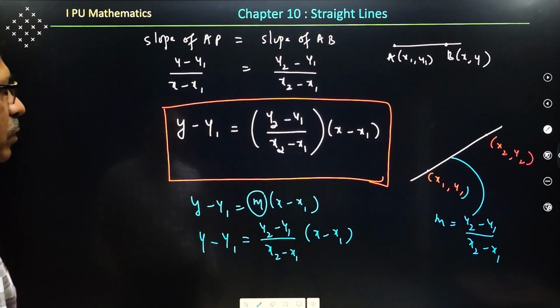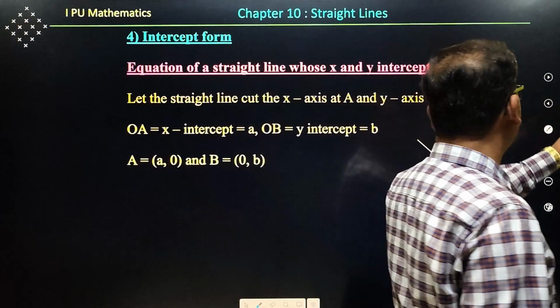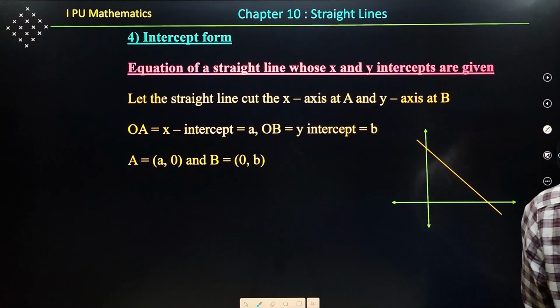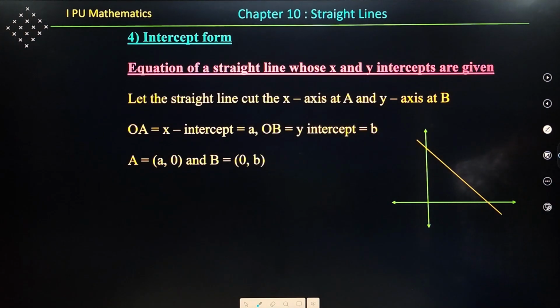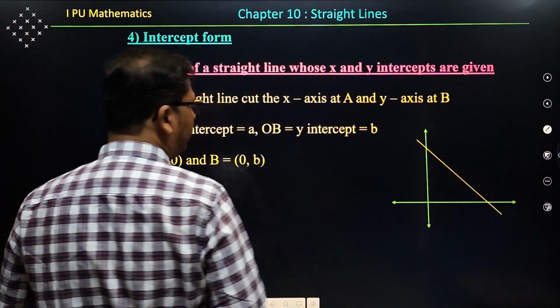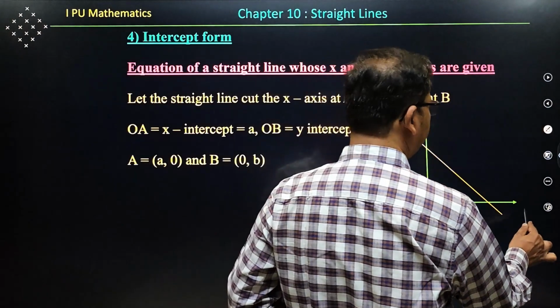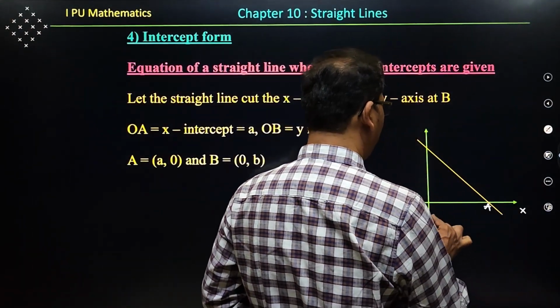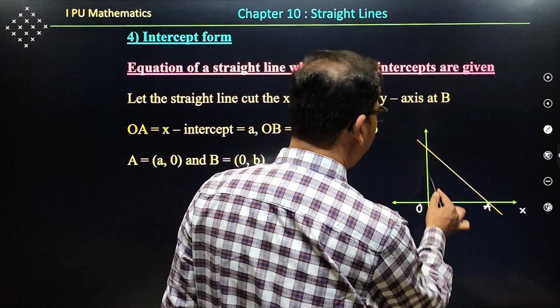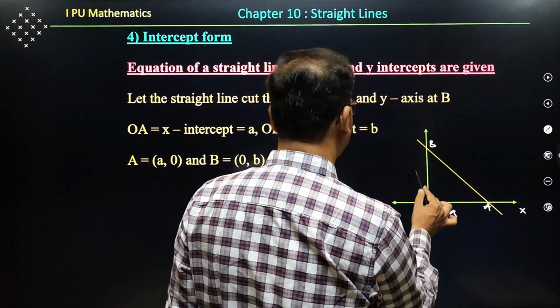Now let me continue the next case, that is the intercept form of the straight line. This is another very interesting and a very easy calculation. This is your x-axis. OA is the x-intercept, and we have taken it as A. OB is the y-intercept, which is given by B here.